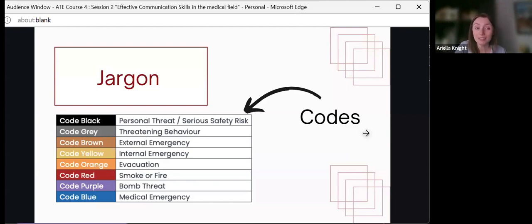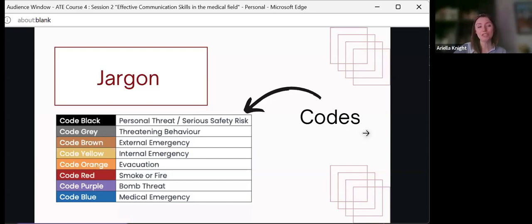So code black means this patient is posing a threat to him or herself, like they need to be restrained. Threatening behavior, maybe they're posing a threat. We think they might harm someone or ruin property. Code brown, external emergency. Yellow, internal emergency. Orange, evacuation. Red, smoke or fire. Purple, bomb threat. Blue, medical emergency.